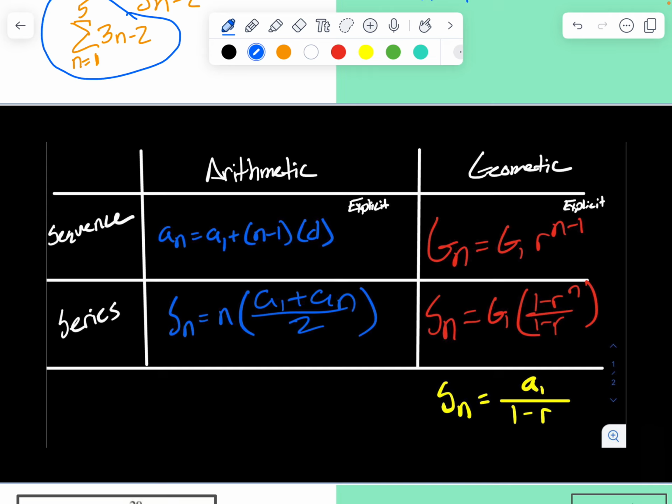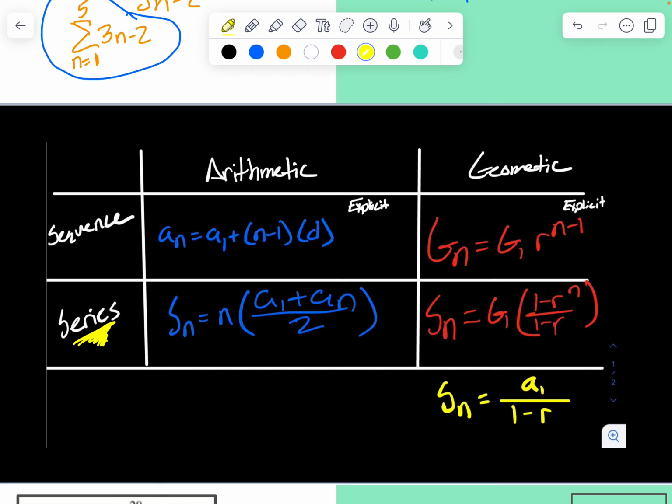But these are the formulas that we have looked at so far. So you can see arithmetic, we have the sequence formula, and geometric, we have the sequence. I use G, it doesn't really matter that much. You could use G or A or whatever.